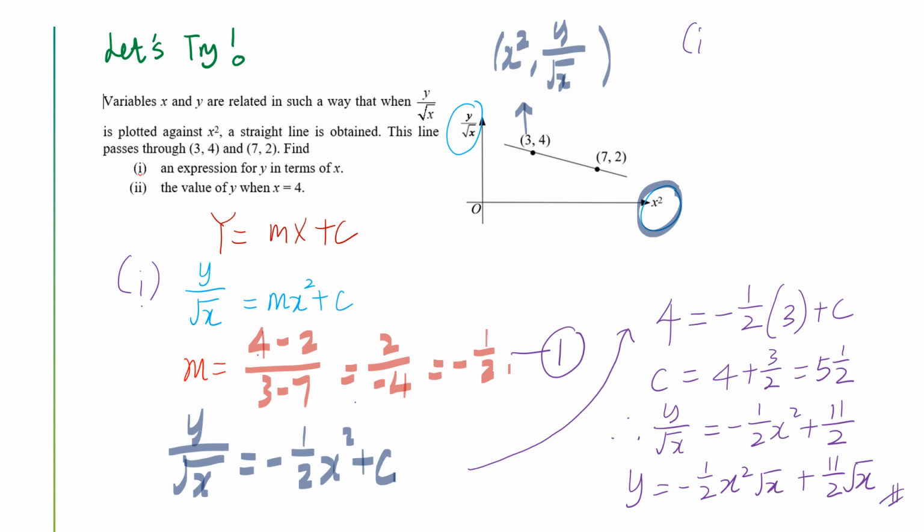Then for part 2, find the value of y when x equals 4. So you just simply substitute x to be 4. And you will get negative 16 plus 11 gives you negative 5.